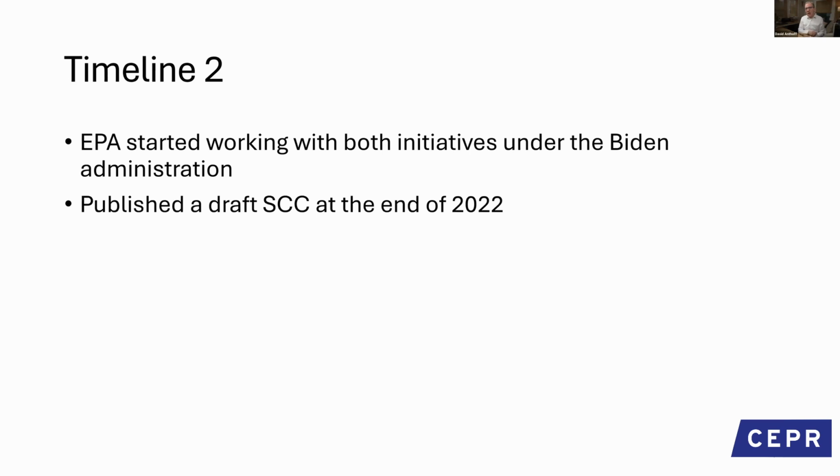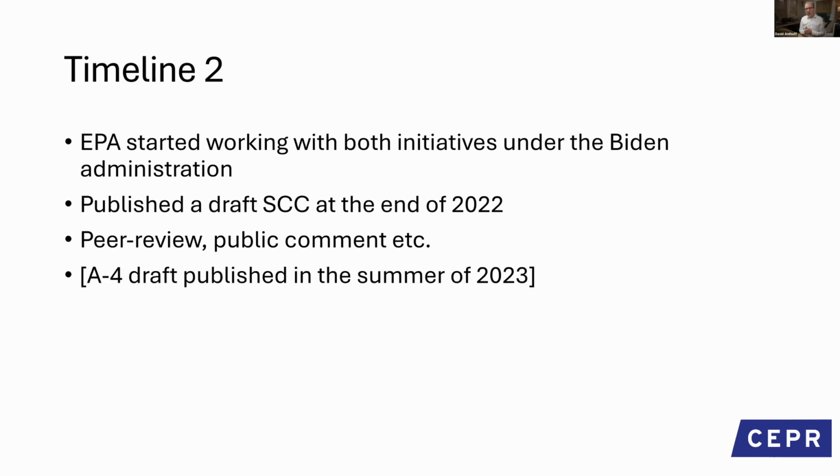They published a draft social cost of carbon at the end of 2022. There was a peer review period, so there was an external peer review committee that reviewed all that work. There was a public comment period where anyone can comment on the new SCC, and then the EPA has to respond to all of those. So that all happened after they had published the draft.